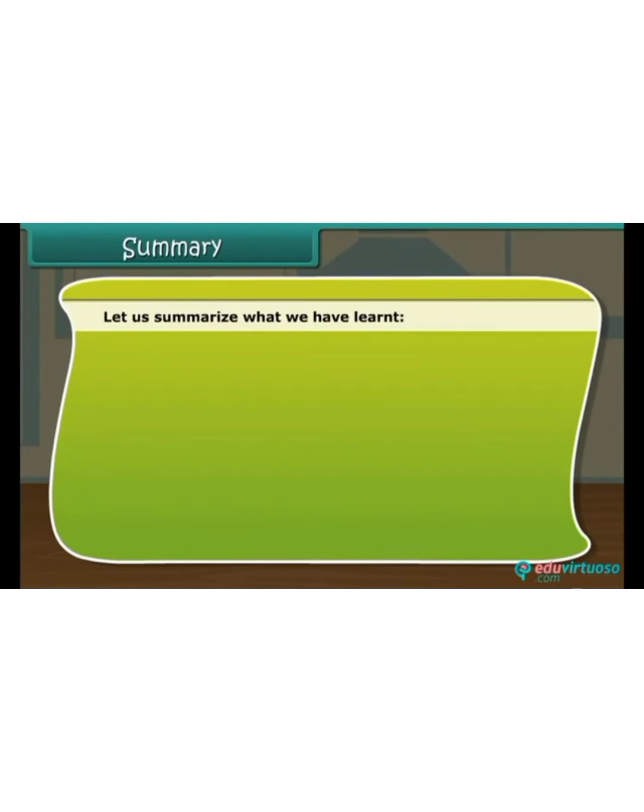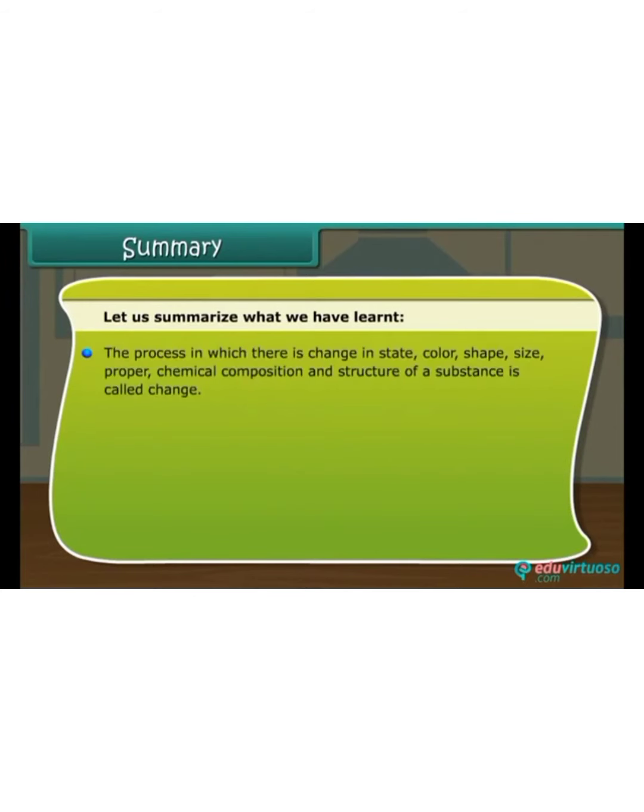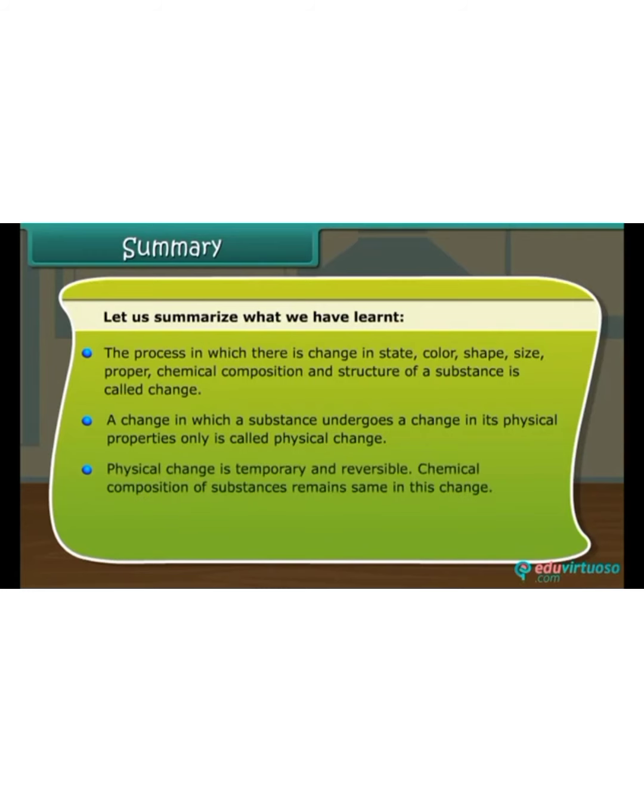Now, let us summarize what we have learned in this topic. We learnt about the definition of change, what is meant by physical change, the properties of physical change, and also about the process of crystallization. The four main things we have learnt in this topic. What is meant by change? Change in state, color, shape, size, properties, chemical composition, that is completely known as change. Physical change happens only when it undergoes a change in the physical properties.